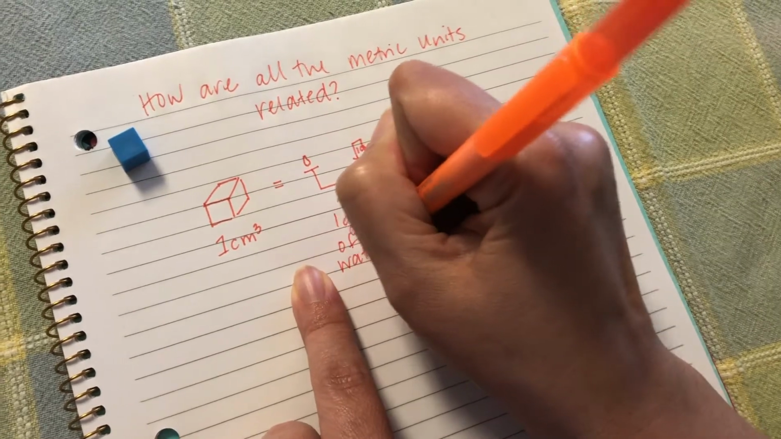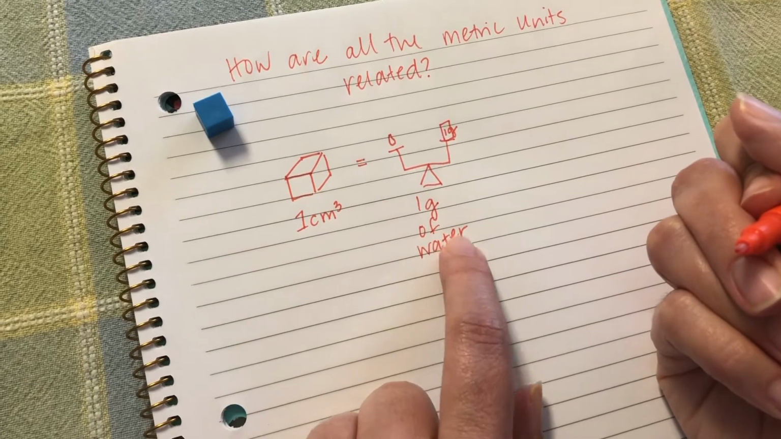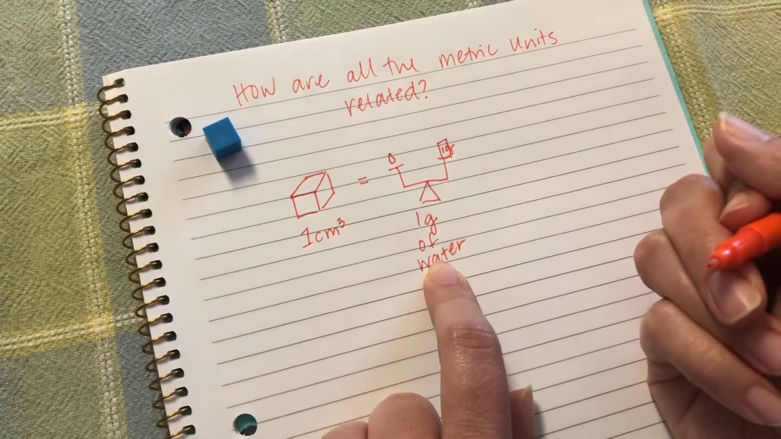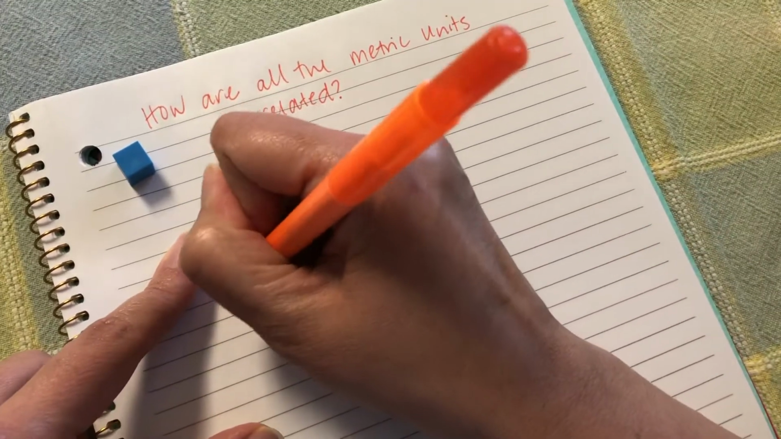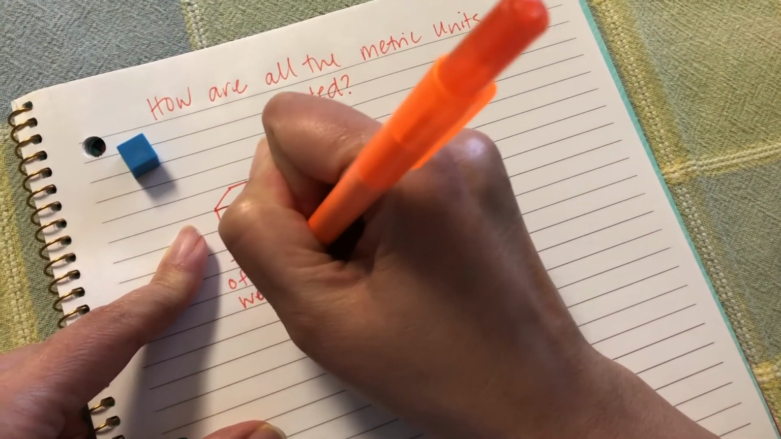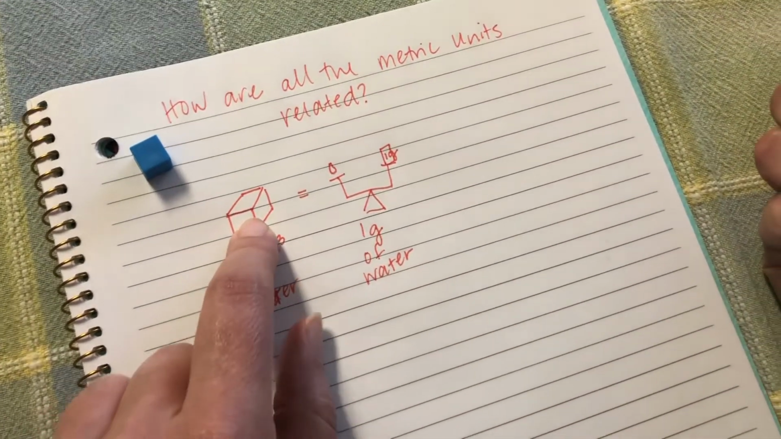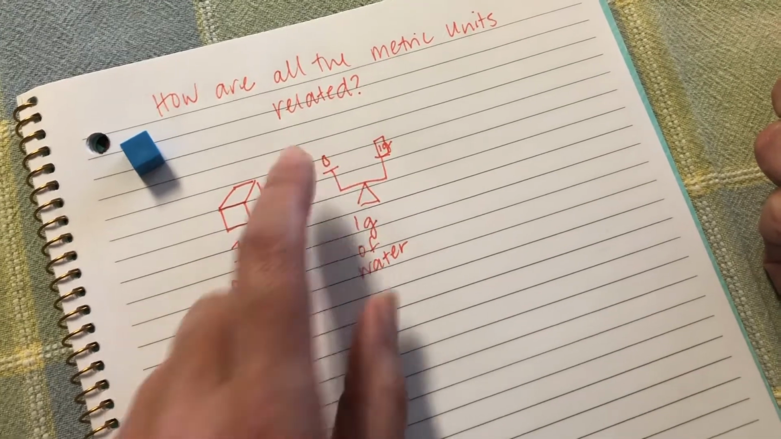And the key is that it's water. And part of the reason why they're using water is because water is one of the most abundant substances on the earth. So if this was filled with water, there we go. If this was filled with water and we were to put it on a scale, the water inside would be 1 gram.